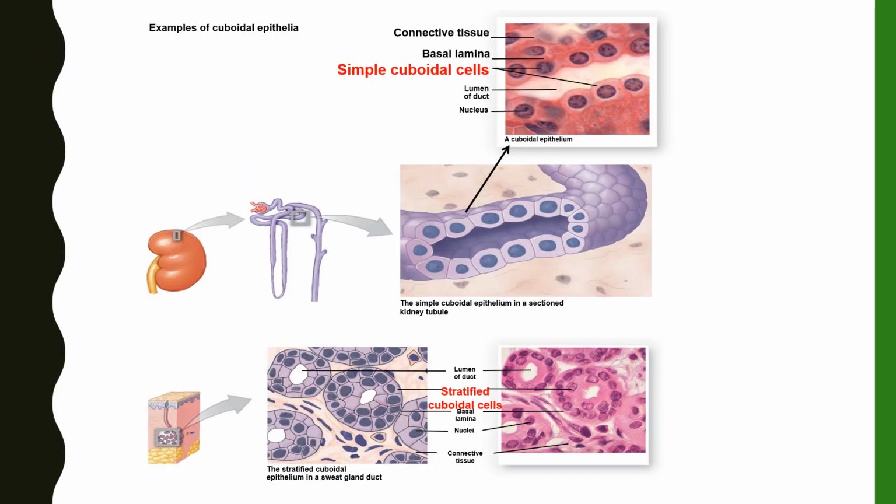Here is a cartoon image of the simple cuboidal and stratified cuboidal epithelium. To differentiate, simple cuboidal only has one layer of cuboid-shaped cells. Compared to the stratified cuboidal, you have more than one lining. You see the nucleus also stacked together. They have two layers here, so more than one layer is already called stratified cuboidal epithelium.